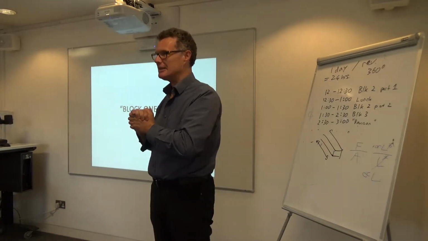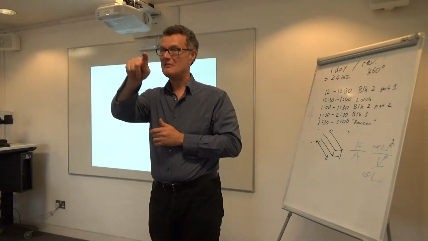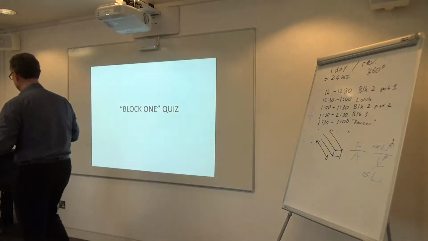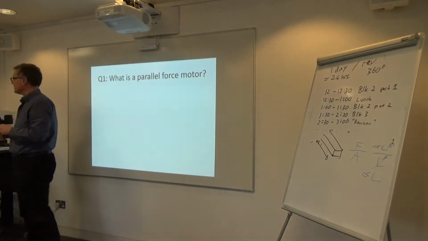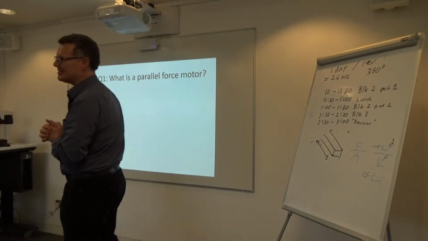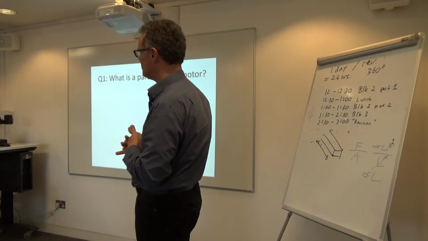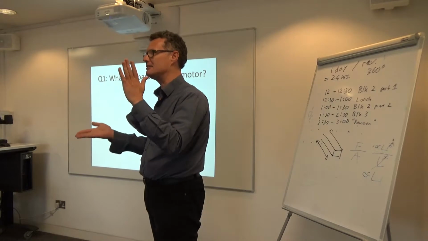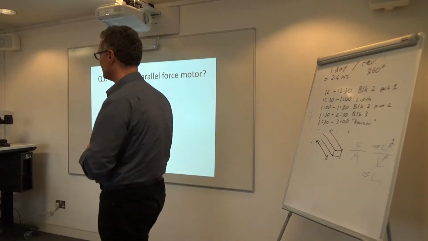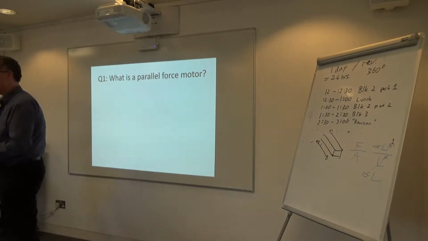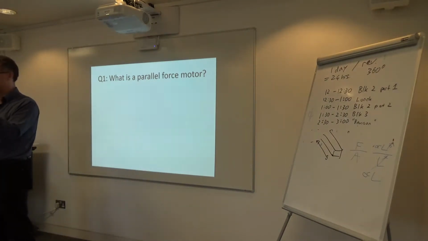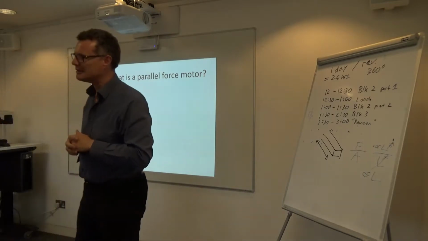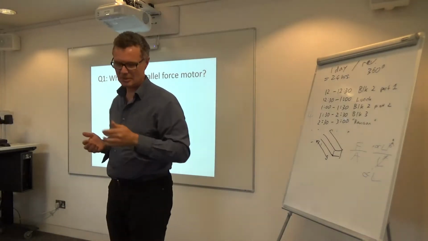Block 1 quiz. We've got five questions. So Peter, you look keen. What's the parallel force motor? These are the ones I get mixed up. What's perpendicular? It's the wrong way round in my brain. Which one is it going to be? Is it going to be that one, or this one? I don't get those mixed up, but I can't remember which. Okay, so no marks for Peter.